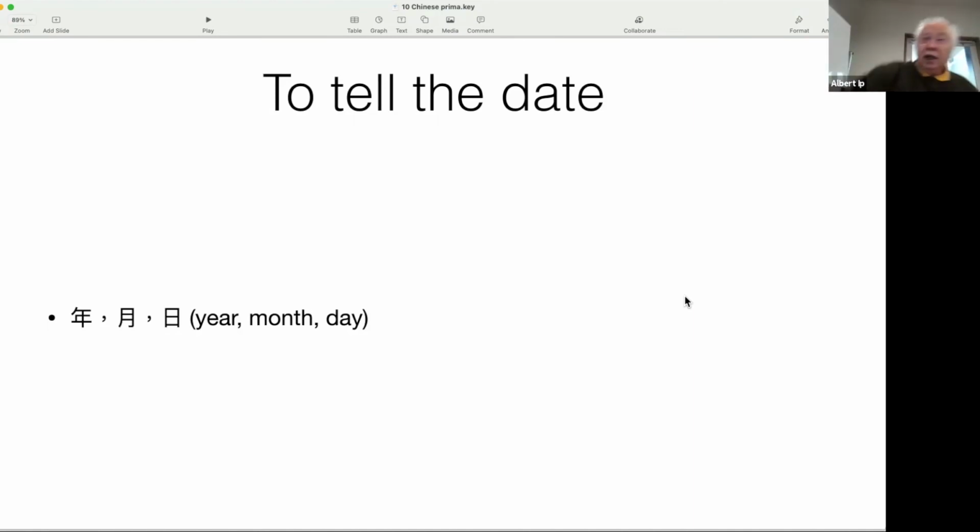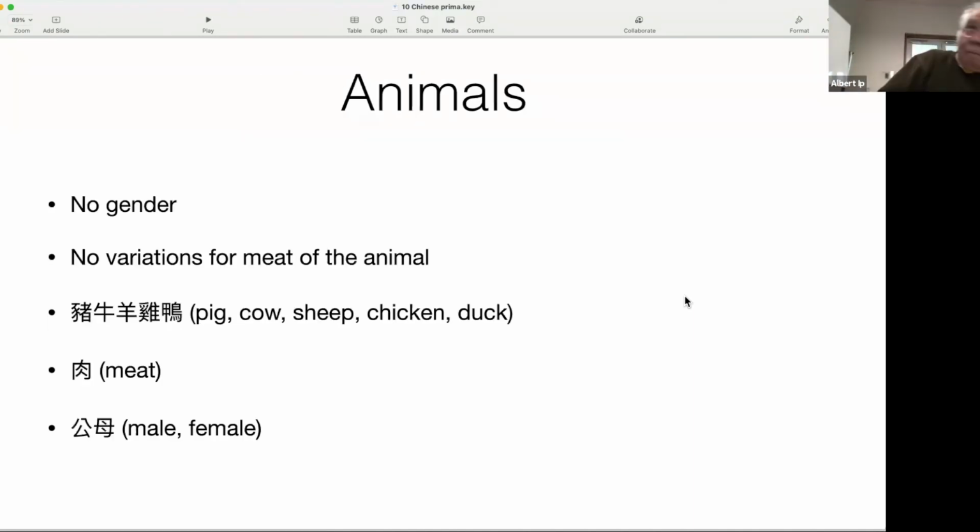You guys know that I like to eat. So we have the animal here. I think Albert can tell us the story about why we call the meat coming from an ox or a cow beef, and why we call the meat coming from a sheep lamb. You want to explain that?